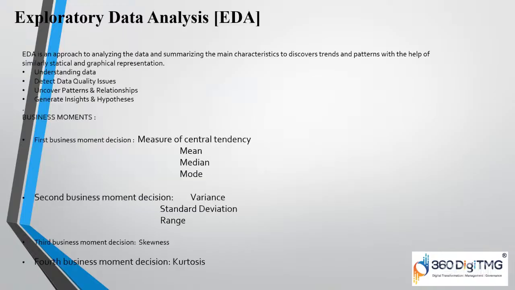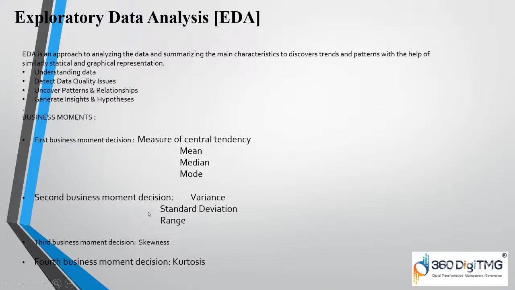Okay, here is the EDA part. EDA helps us to understand the data deeply, right? We perform checks for missing values, outliers, and summarize using mean, median, mode for central tendency, and then variance, standard deviation, and range for dispersion, skewness, and kurtosis. Okay, distribution shape. EDA also helps us to uncover hidden patterns and generate hypotheses. First moment business decision, second, third, fourth.